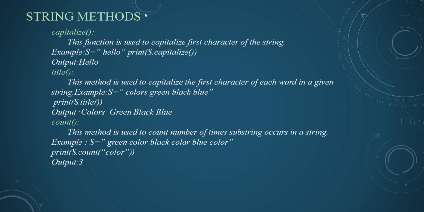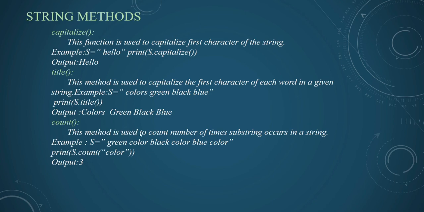String methods. There are a lot of methods in Python. The first method is capitalize. This function is used to capitalize the first character of a string. Example: string hello, print string capitalize method, so we get Hello capitalized. Then the title method. This method is used to capitalize the first character of each word in a given string. Example: string color green, black, blue. Print string title. Only the color words will show uppercase because we gave the title method.